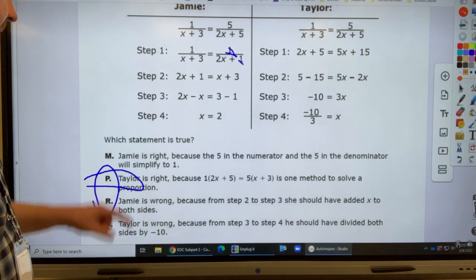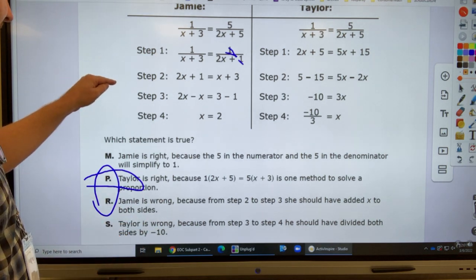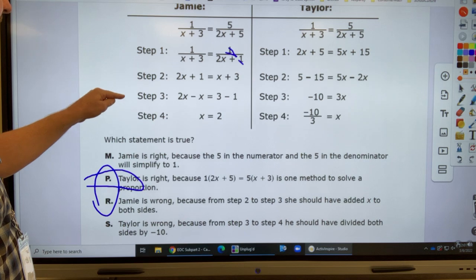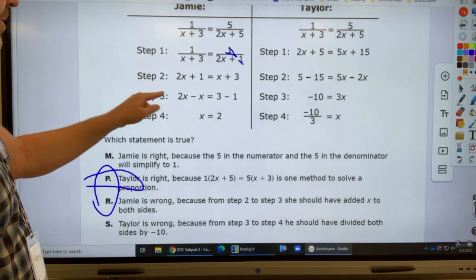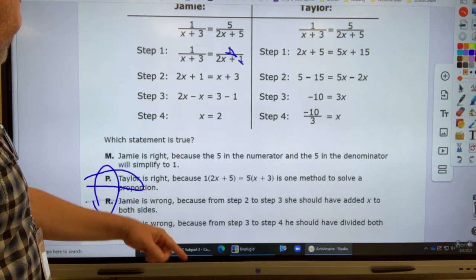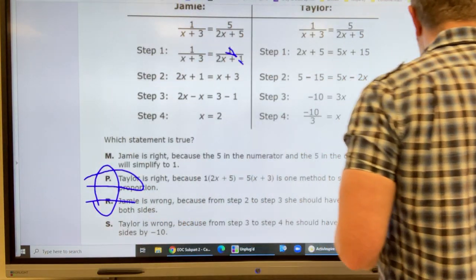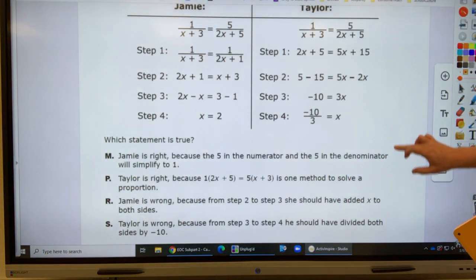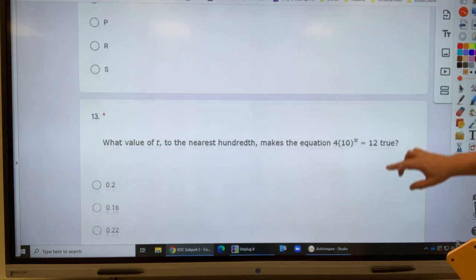Jamie is wrong because from step 2 to step 3, she should have added x to both sides. Step 2 to step 3. No, she shouldn't have added x to both sides. She was subtracting x, so we can mark off that answer. We're going to go with P on that one. P. All right, just some analysis skills there.